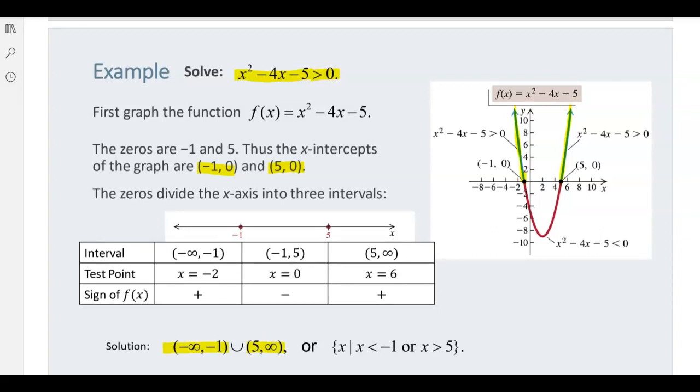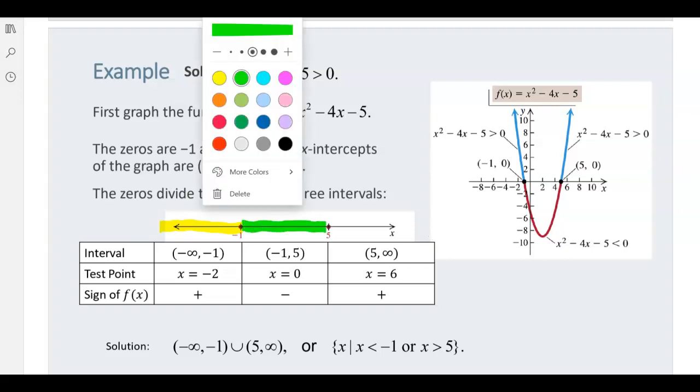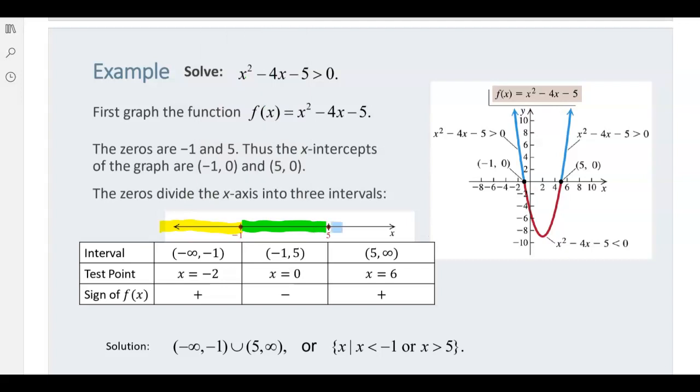Now, by looking at a graph, it's sort of easy to see what the solution is. The way that we solve this algebraically is by breaking the number line up based on the x-intercepts. We're breaking the graph into 3 different sections. The first section goes to the first x-intercept, right, from negative infinity to negative 1. Sorry, the second section goes from negative 1 to 5. And then the third section goes from 5 to positive infinity.